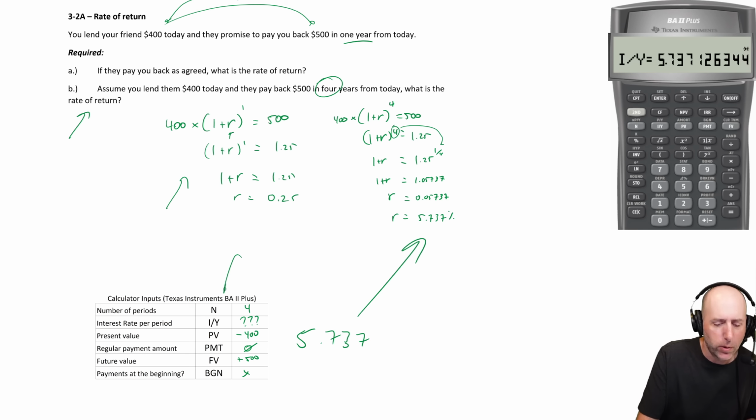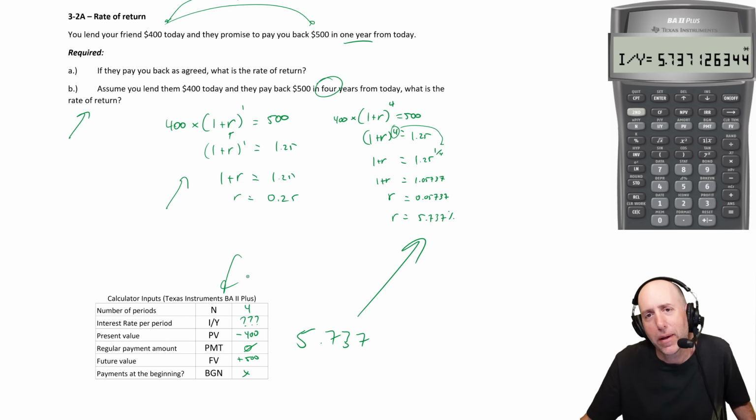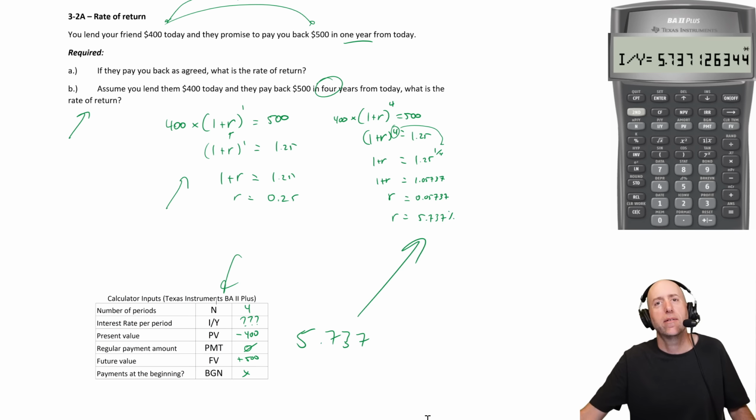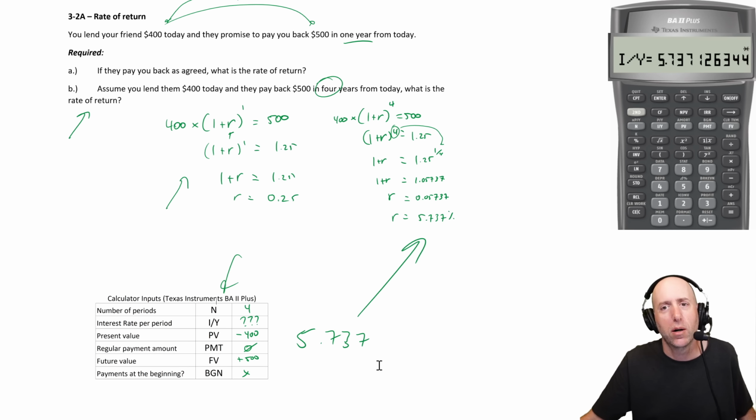I think it was a little quicker on the old BA II Plus. It's going to depend what your professor allows. If your instructor lets you use a financial calculator, I do recommend using it. I think it's going to save you a lot of time and effort, especially when we get into more complicated annuities and things like that. But that's all for a future video.